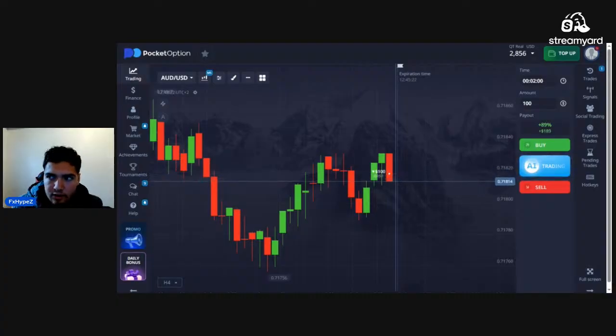A 1 minute sell here on AUD USD. I would have probably done the same thing. Maybe not all the way down here, but probably up there. I'm liking what I'm seeing so far. Let's see what happens with the trade.